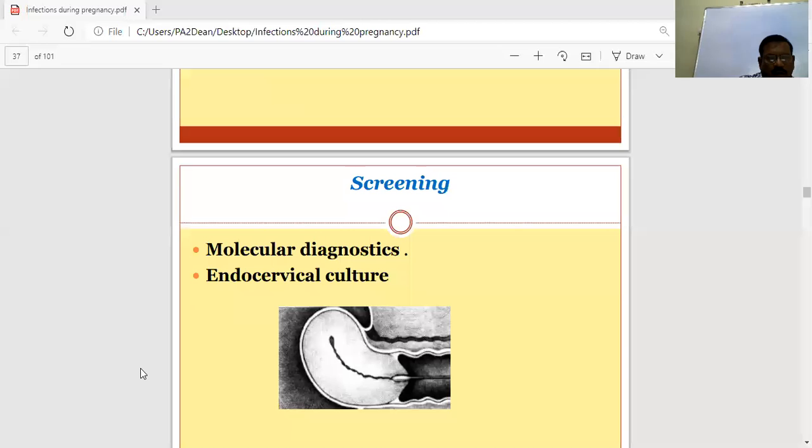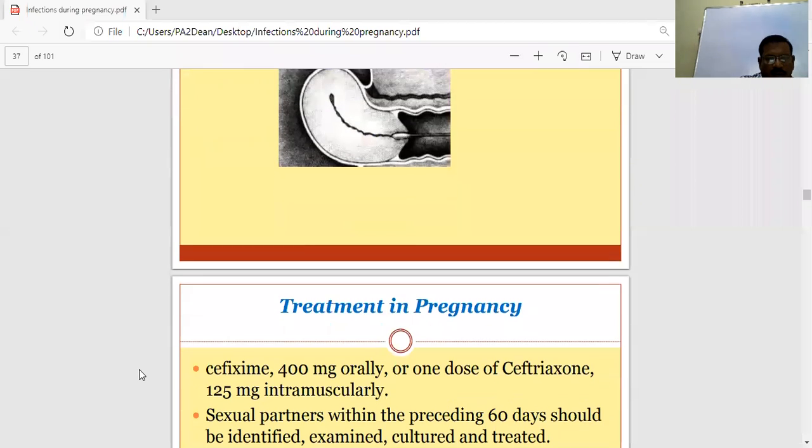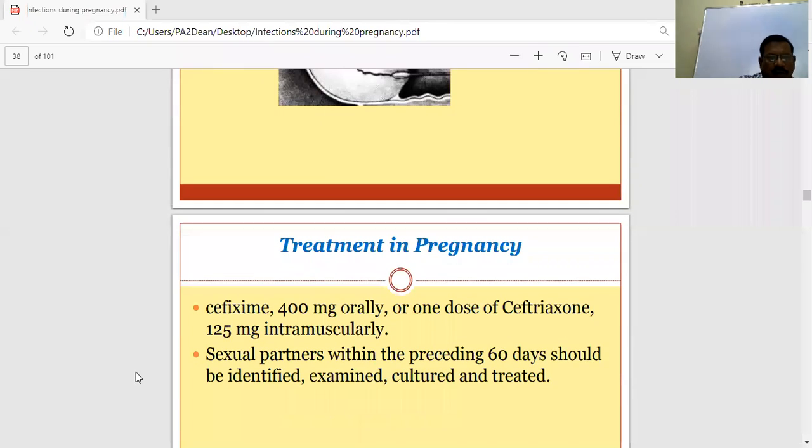Screening is done by molecular diagnostics and endocervical culture. Treatment in pregnancy is cefixime 400 milligrams orally or one dose of ceftriaxone 125 milligrams intramuscularly. Sexual partners within the preceding 60 days should be identified, examined, cultured, and treated.